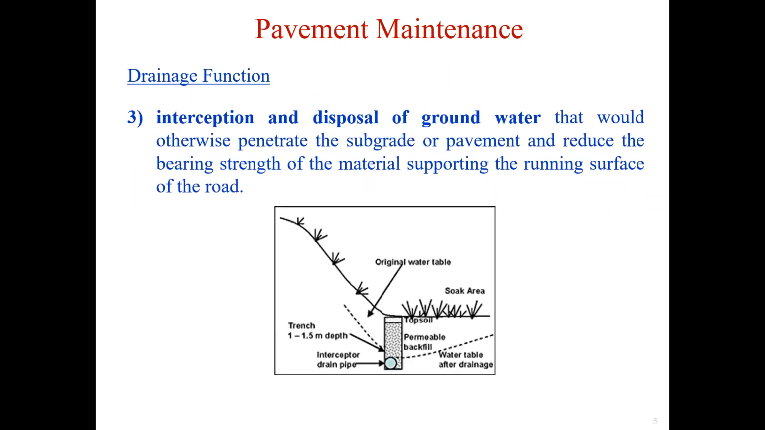Thirdly, it could intercept and dispose of groundwater that would otherwise penetrate the subgrade or pavement, which will eventually reduce the strength of the materials that support the running surface of the road. For some places, there is permeable backfill to facilitate the flow and collection of the groundwater to the interceptor drain pipe.